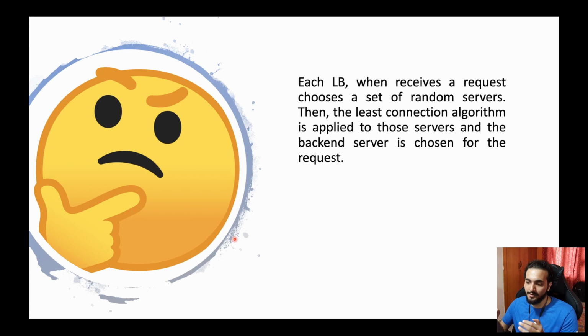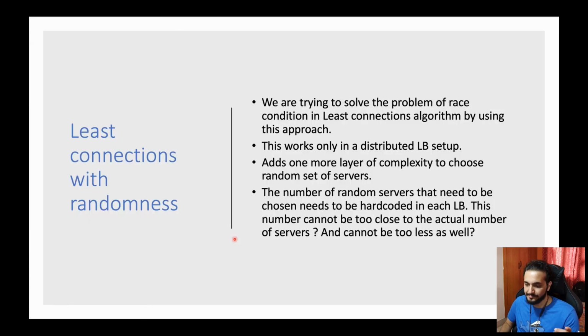In this way, what we're trying to do is increase the randomness in which these servers are picked, and we are at least not bombarding one server which has the least connections overall in the 100 servers to serve all the requests which come to the load balancer. So this is one way which you can use to avoid the situation that you were in previously. So yeah, we are trying to solve the problem of race conditions which we hit while solving using the least connections algorithm.